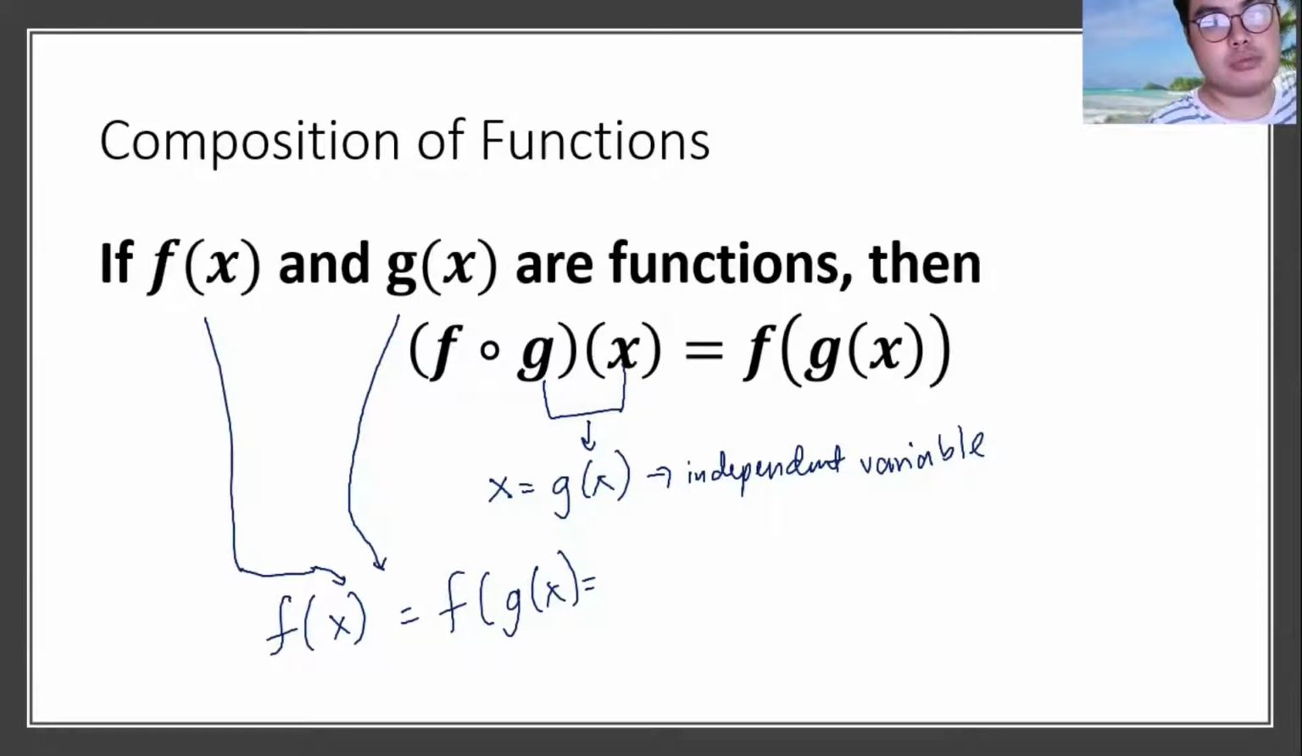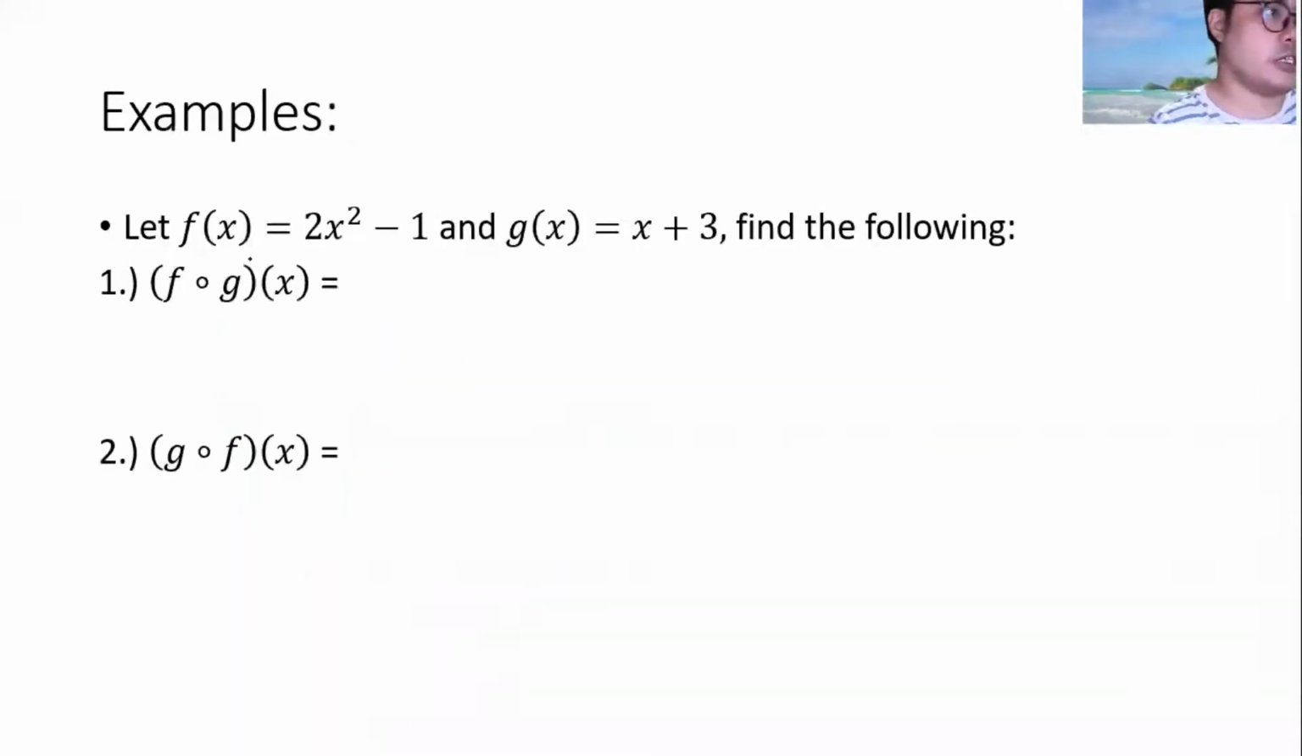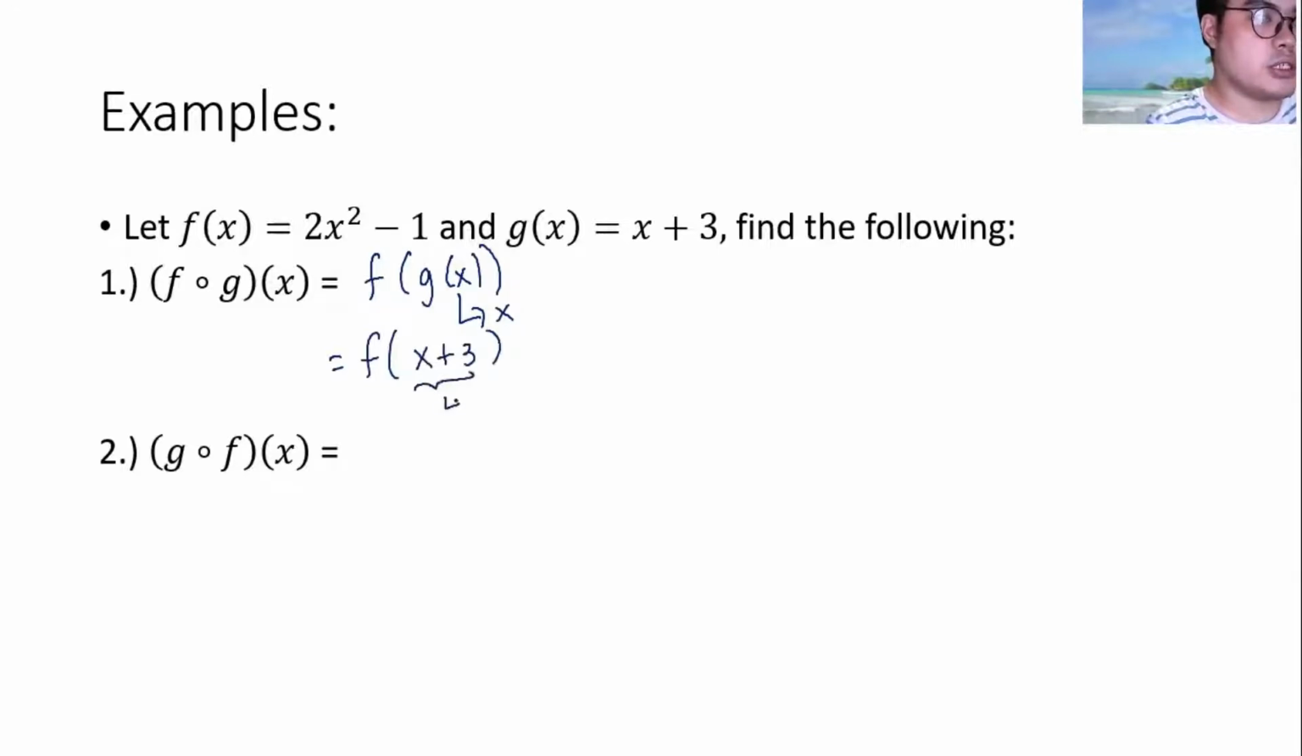We're going to apply it with the following examples. Let f of x equal 2x squared minus 1 and g of x equal x plus 3, then find the following. Here we're going to use the definition. This is your new x. Based on the given, your g of x will be x plus 3.